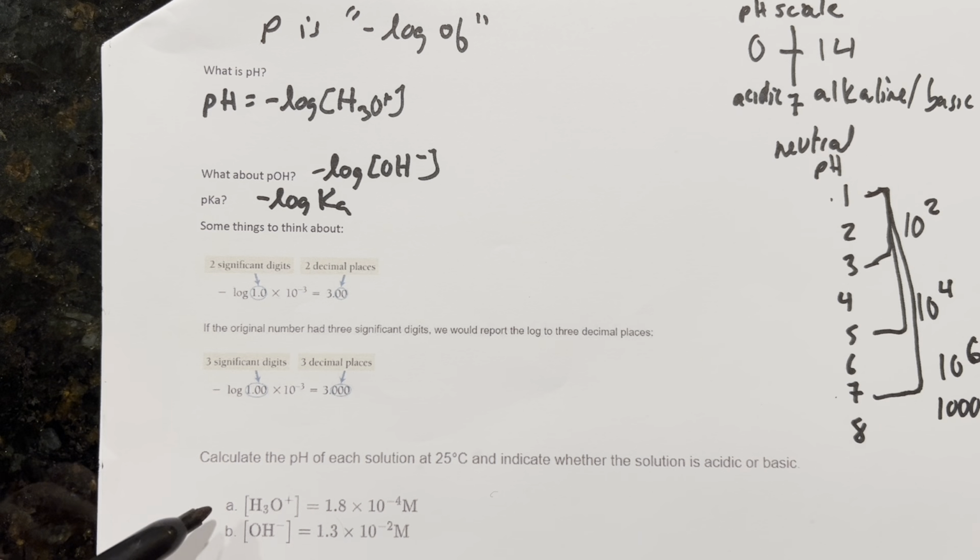So for example, in this next problem, we're going to calculate the pH. We're going to take the log of it. This has 2 sig figs, so our resulting answer should have 2 decimal places. All right, let's go ahead and do it.